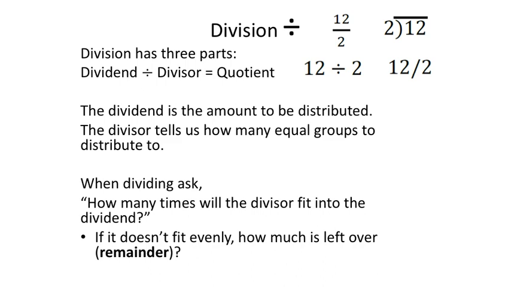Now, this isn't really formal definition stuff, but the dividend tells you how much is going to be distributed. By distributed, we mean split up. And by split up, we mean we're going to split it into equal groups, which is why we divide it, right? And then the divisor, the second number here, tells us how many equal groups we're going to split this up into. So when dividing, it's like asking, how many times will this number go into this one or fit into this one?